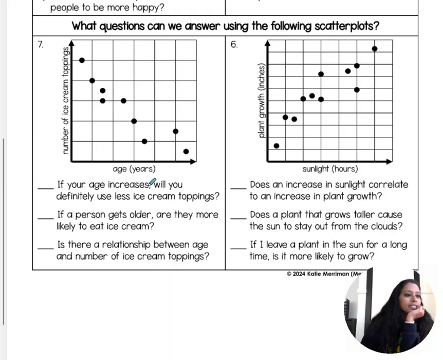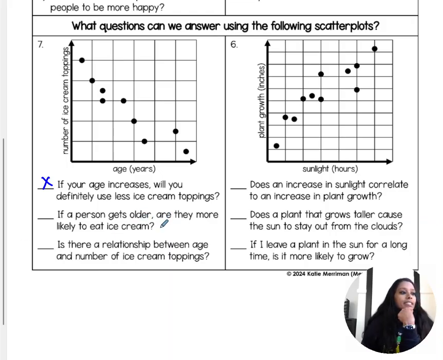If your age increases, will you definitely, we don't like that word definitely, so I'm not going to use that one. Because some people, older people, maybe they like to put a lot of toppings. Maybe my daughter gets it from me. I like a lot of toppings.